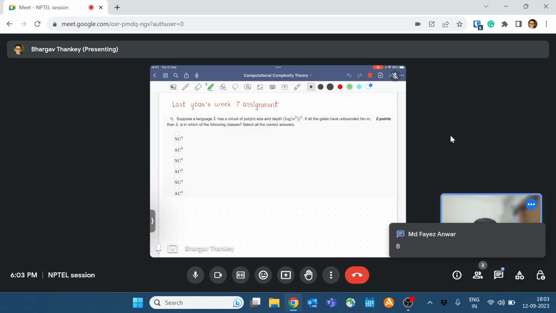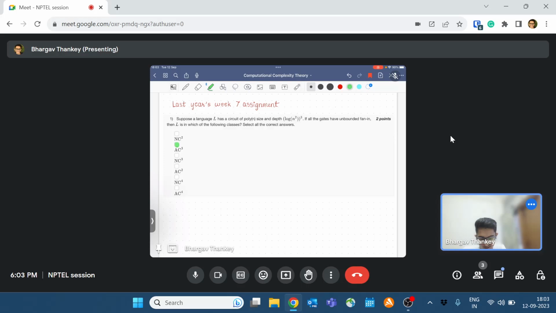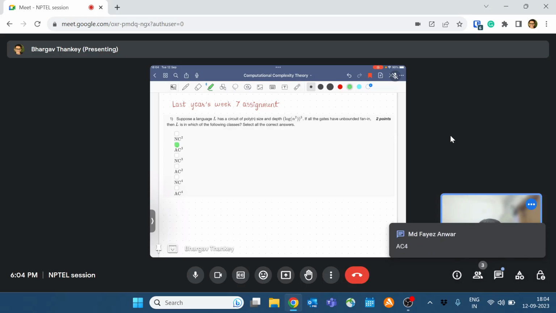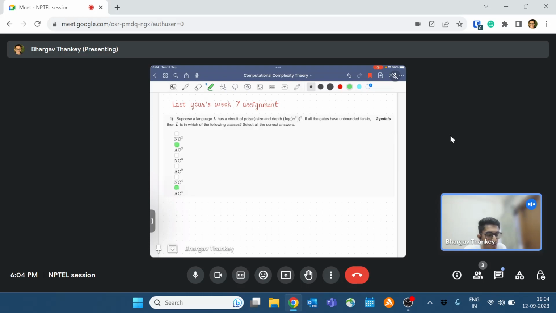B is certainly correct. That's in AC3. Are any other options correct? Well, AC3 is contained in NC4. Yes. So AC3 is certainly contained in AC4. And AC3 is also contained in NC4, right? So B, D, E, and F are correct.